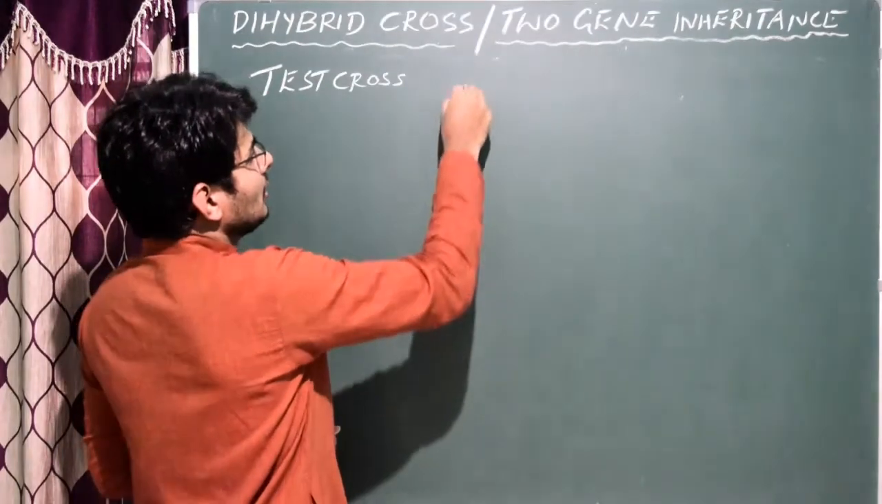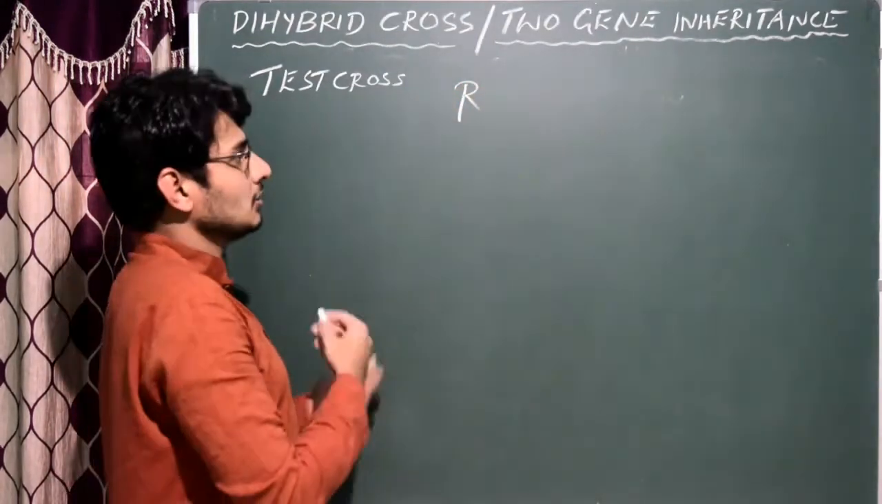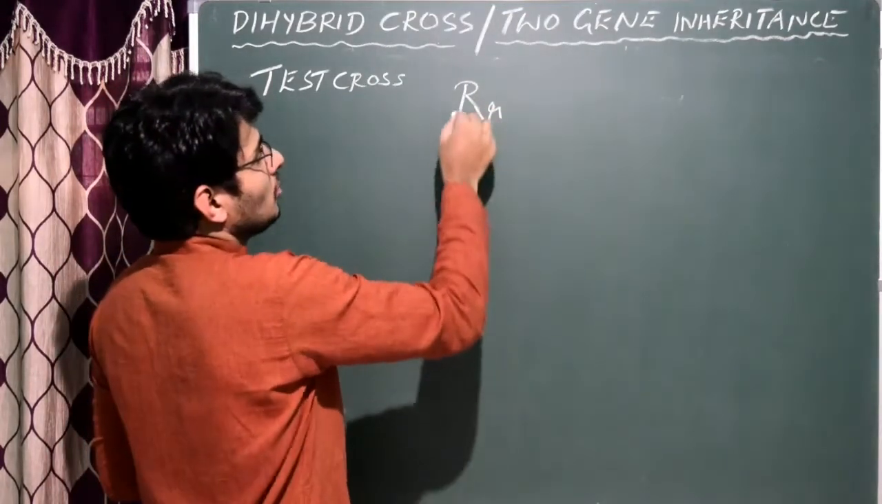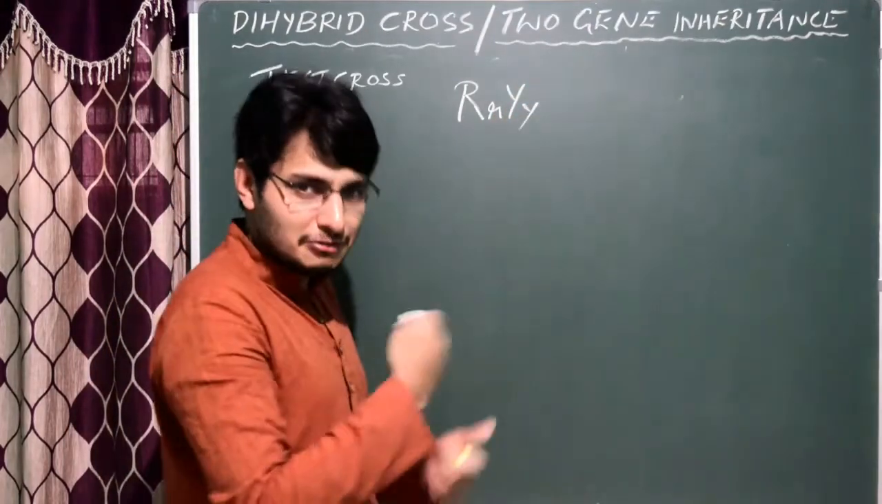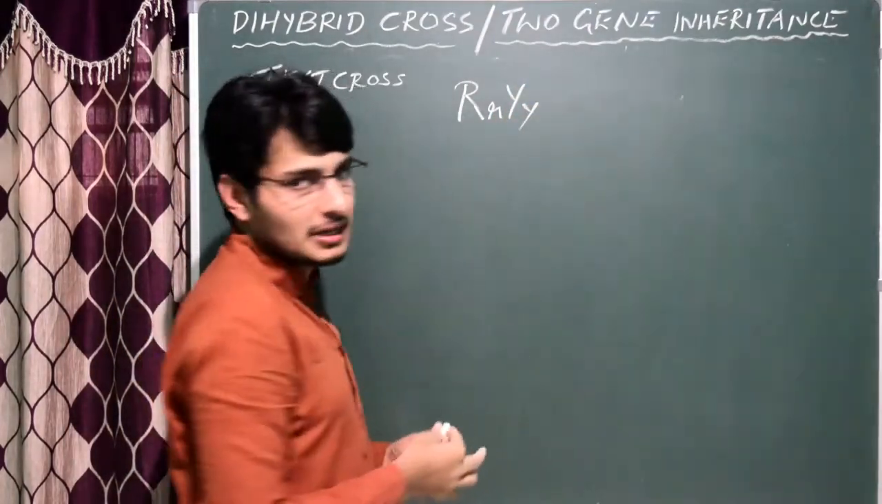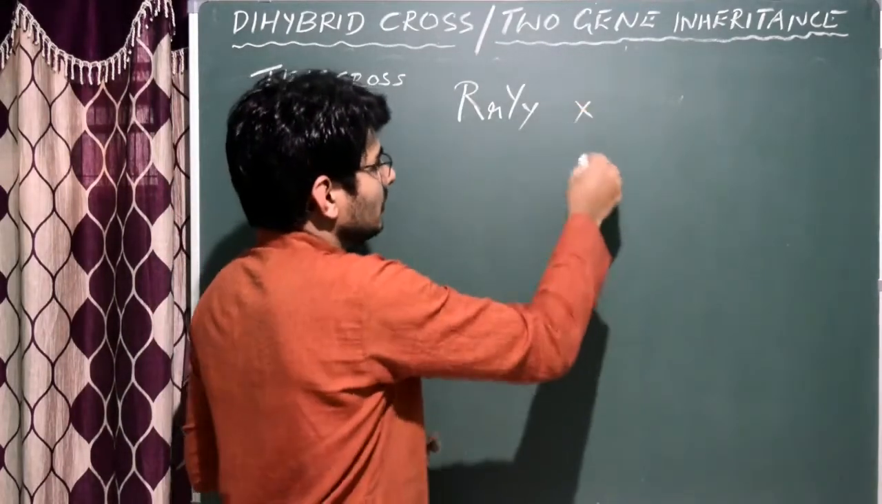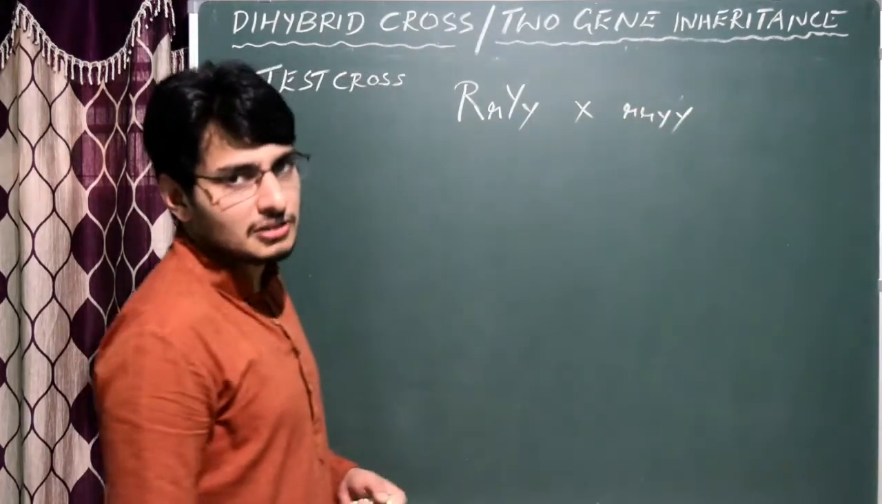Here we know that I'm not going to take a homozygous red round yellow plant. Okay, so I'm going to take its heterozygous plant, that is capital R small r, capital Y small y, easy, because we know the logic behind it. So that's what I'm taking, a dominant phenotype. Okay, which is crossed with its recessive parent. We know the genotype of the recessive parent.